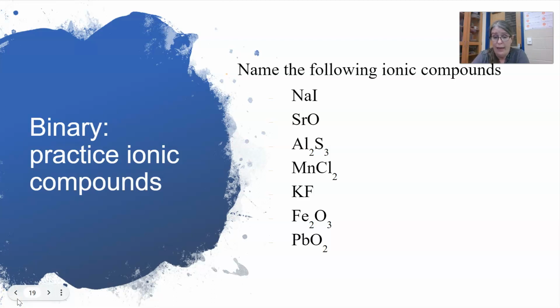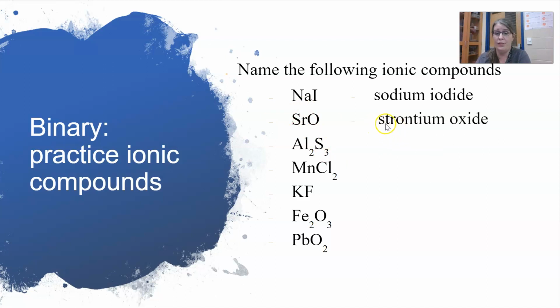All right, well, let's look at these answers. Sodium and iodine. None of those are transition metals, so it's just going to be metal and iodine, except we make it IDE. So that is nothing more than sodium iodide. Okay, we have strontium and oxygen. So strontium just stays strontium. Oxygen becomes oxide, not a Roman numeral because strontium is not a transition metal. So that is just strontium oxide.